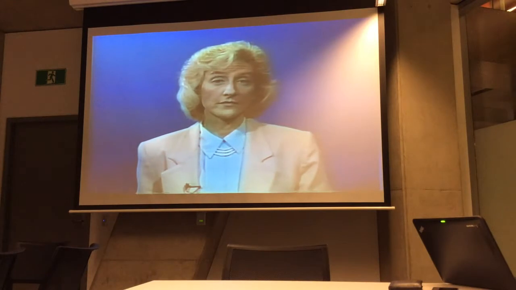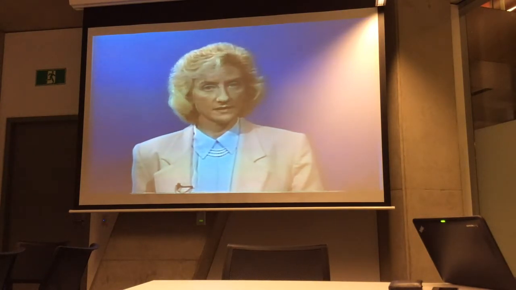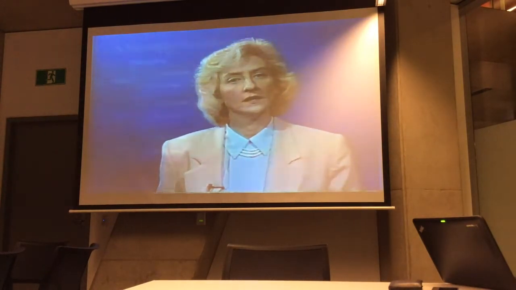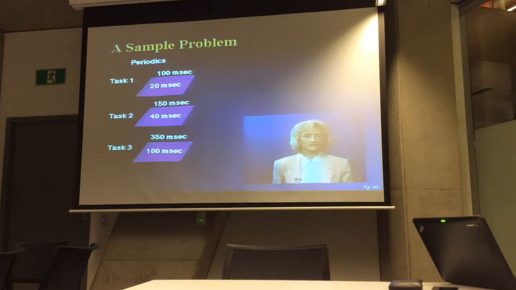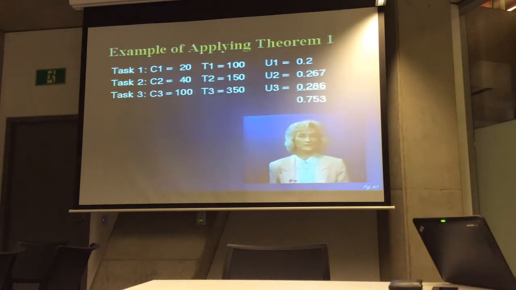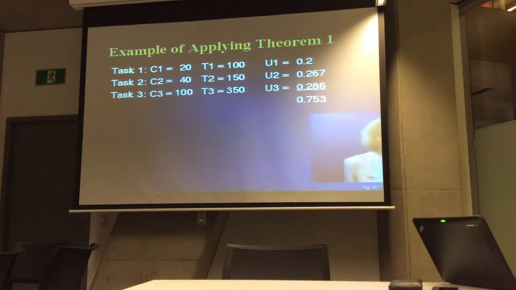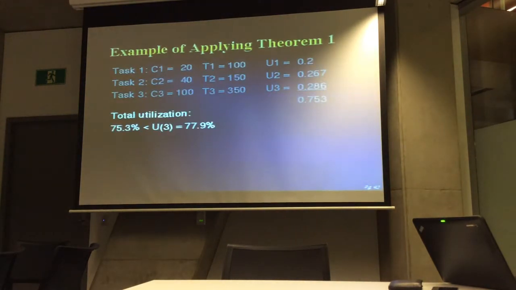Let's take the 3 periodic tasks from the complicated example that we began with. For now, we're assuming that they are independent even though they're not. The theory has been extended to accommodate tasks that synchronize with each other in some fashion. Let's apply the theorem to this task set. If we find the utilization of each task, we get the numbers in the right-hand column. Adding them, we find the total utilization is 0.753. Is that okay? 0.753 is less than U of 3, which is 0.779.